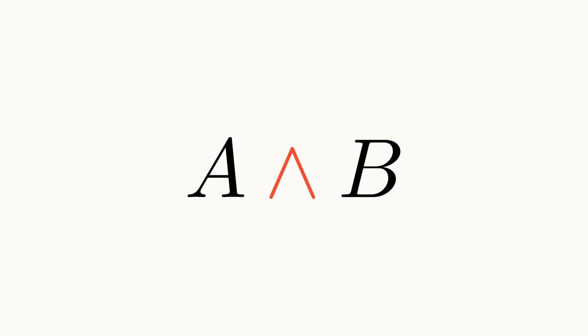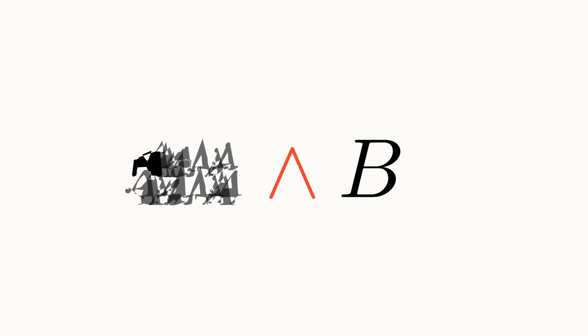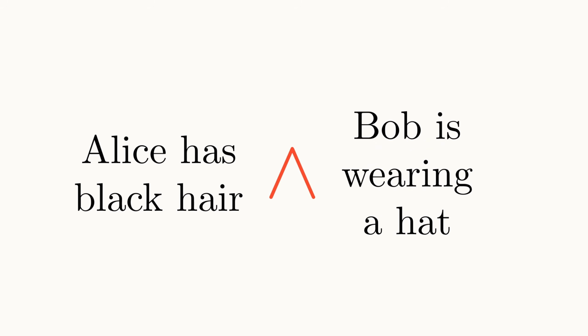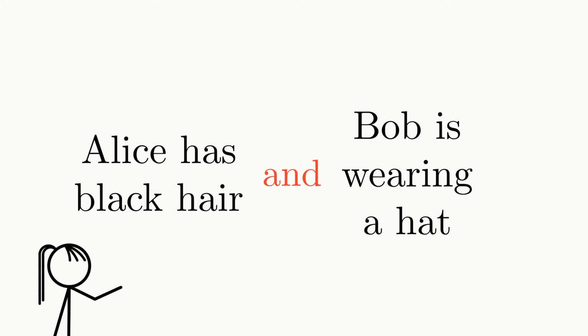As an example, let A be the proposition Alice has black hair, and B be the proposition Bob is wearing a hat. The conjunction of these two propositions will be Alice has black hair and Bob is wearing a hat. Specifically, given that this conjunction is true, we can prove not only that Alice has black hair, but also that Bob is wearing a hat.